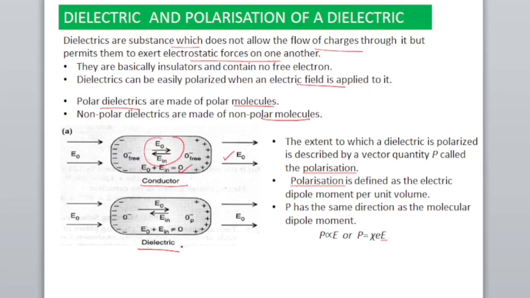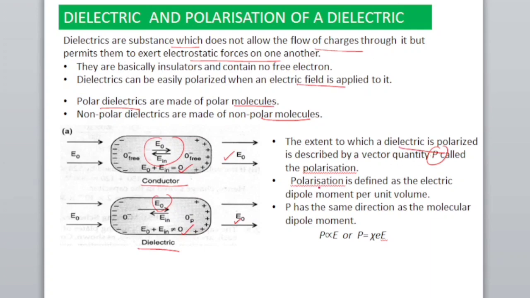But what happens when this dielectric is placed in a uniform electric field? Inside a dielectric, electrons are not free to move. They move, but this internal field is not equal to the external field, and so net field is not equal to zero, right? So the extent to which a dielectric is polarized is described by a quantity P called polarization. Some charges are separated due to this external electric field, but net electric field is non-zero. It reduces the net electric field, right?